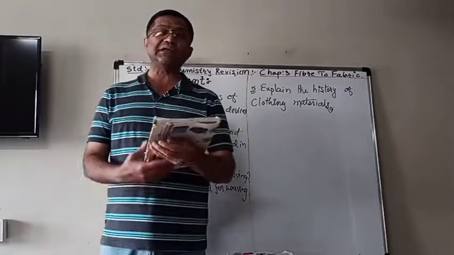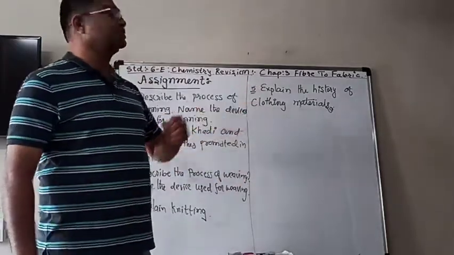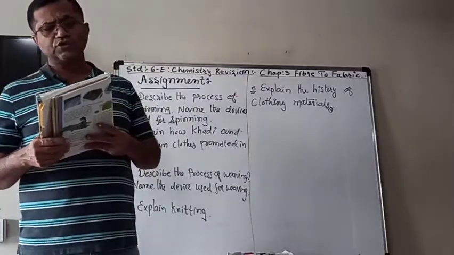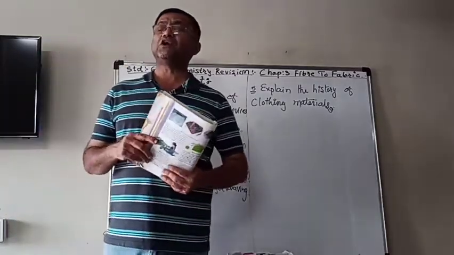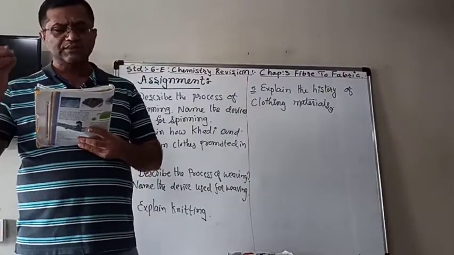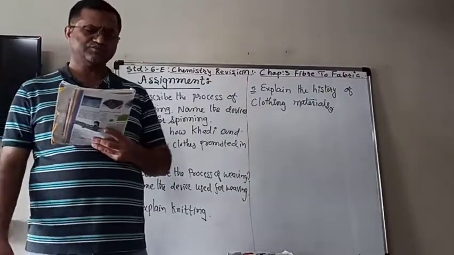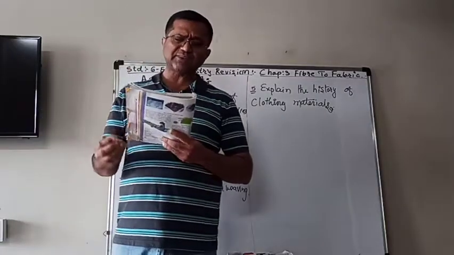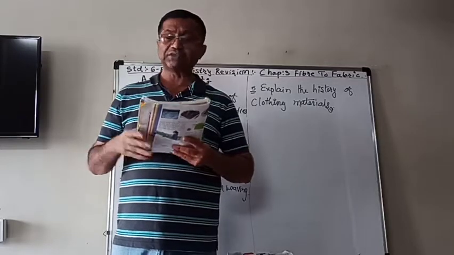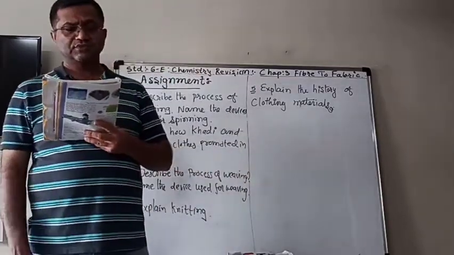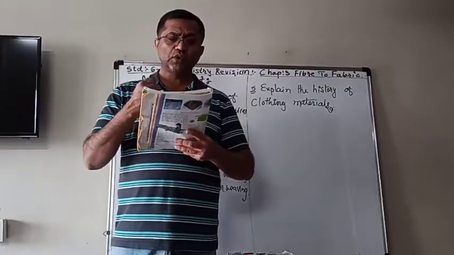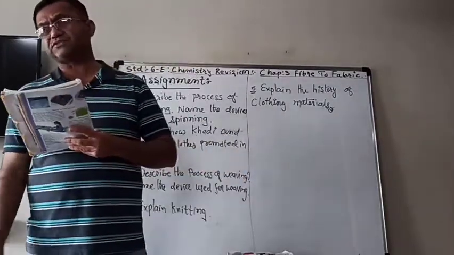Now we have to learn about the history of clothing materials. In ancient times, people did not know about clothes. They did not even know about fibers. So in those times, people used the bark of trees, the big leaves of trees, or animal skin and furs to protect and cover themselves.